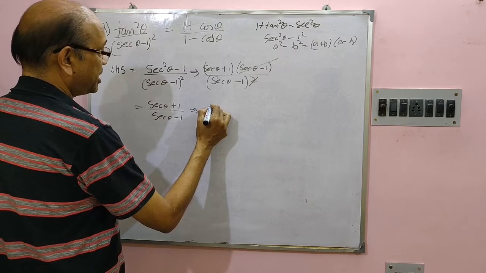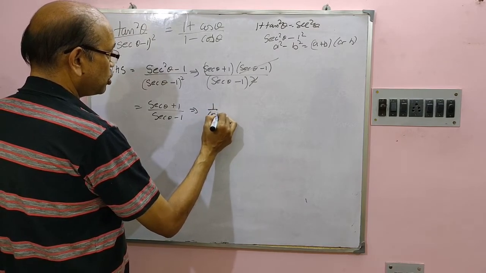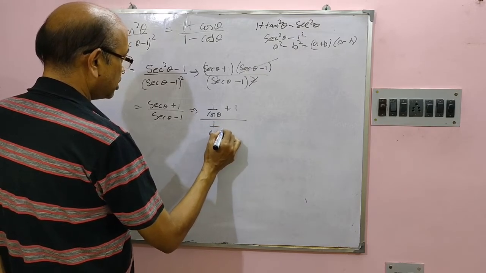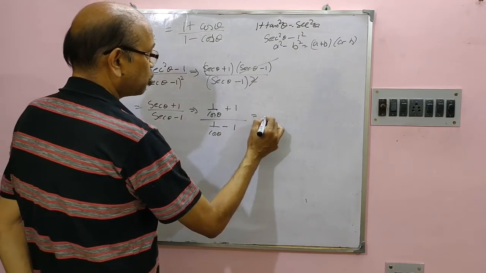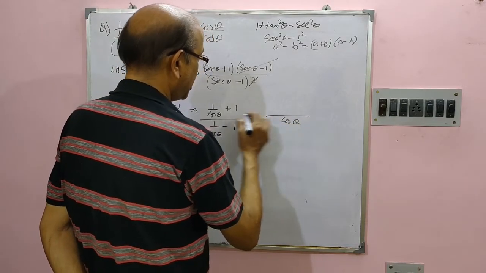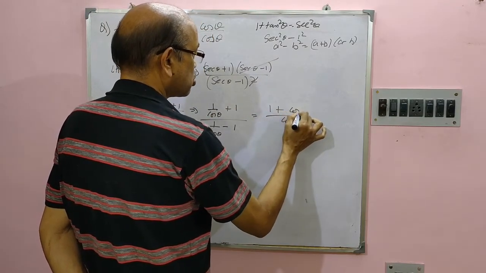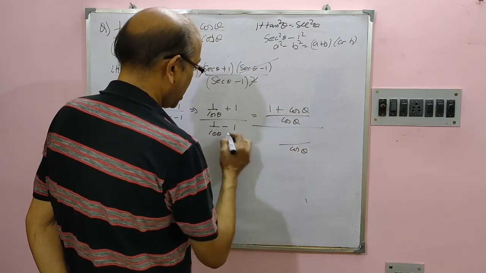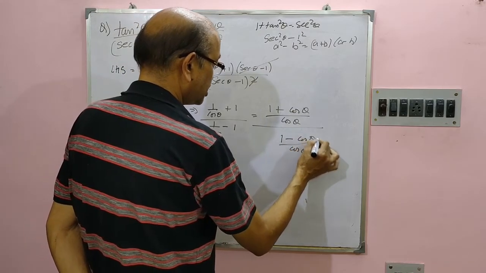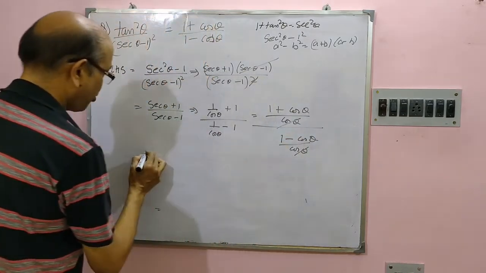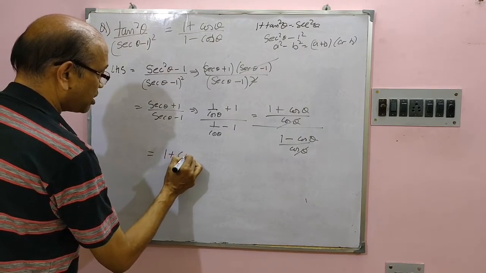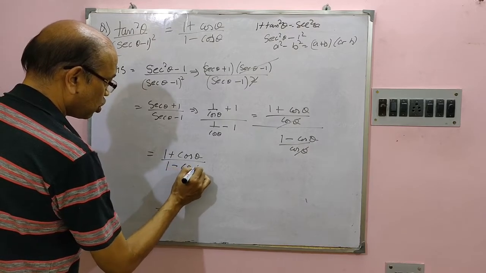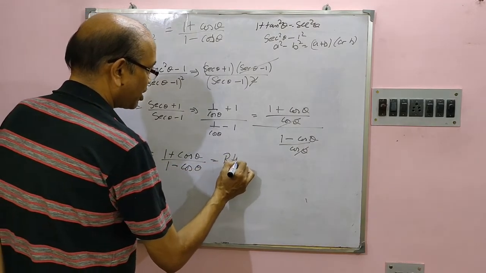Secant theta can be written as 1 by cos theta, so (1 by cos theta plus 1) by (1 by cos theta minus 1), which can also be written as, taking the LCM cos theta, (1 plus cos theta) whole divided by, again the LCM here is cos theta, (1 minus cos theta). This gets cancelled. Therefore, what I am left with is (1 plus cos theta) by (1 minus cos theta), which is equal to your RHS. Proved.